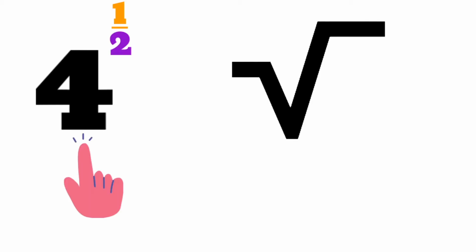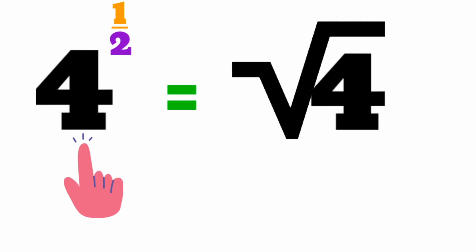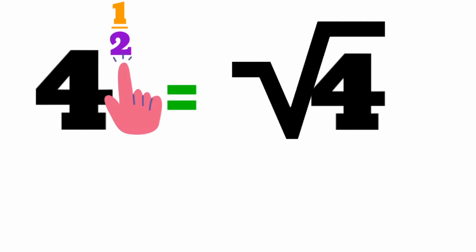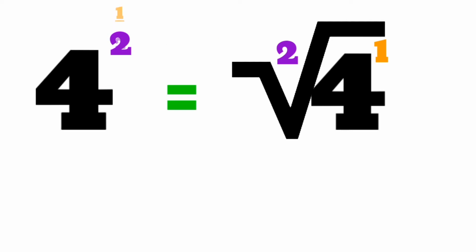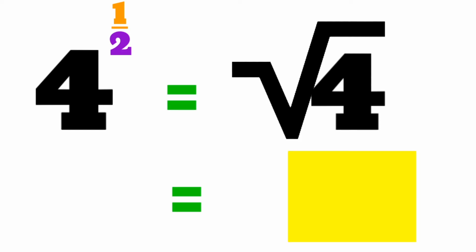Four to the 1/2 power. Base 4 is the radicand. Denominator 2 is the root index, and the numerator 1 is the power. 4 to the 1/2 power is exactly the same thing as the square root of 4, and the square root of 4 is equal to 2.